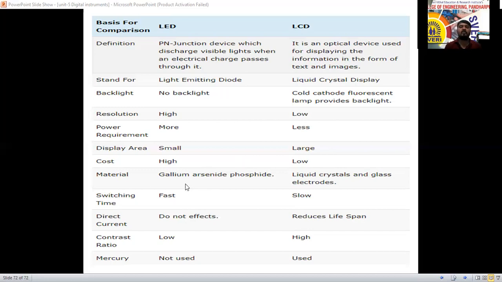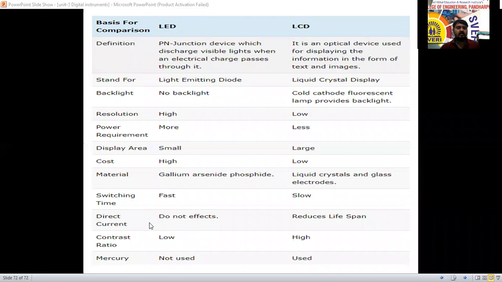The materials used for LEDs are gallium arsenide, gallium phosphide, silicon, germanium. For different colors, we use combinations of these: red, green, amber, yellow. But the materials used for the display are liquid crystals and glass electrodes only. The switching time is very fast for the LED, and for the LCD it is very low. It will take some time, so the switching time is slow for the LCD.